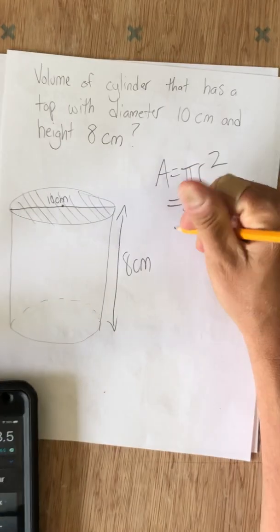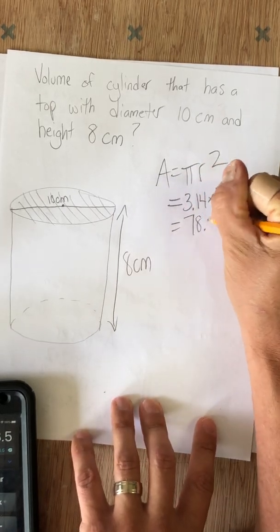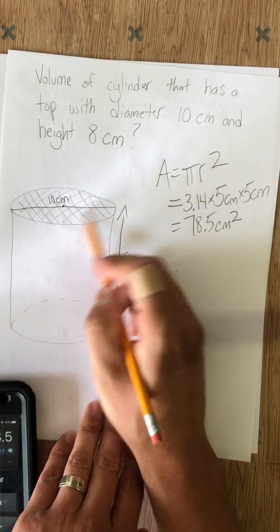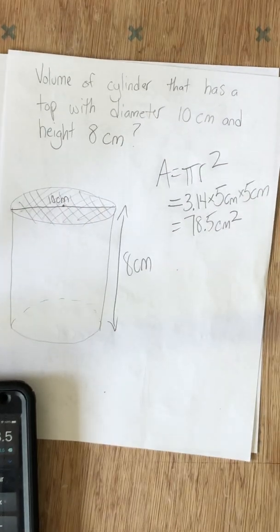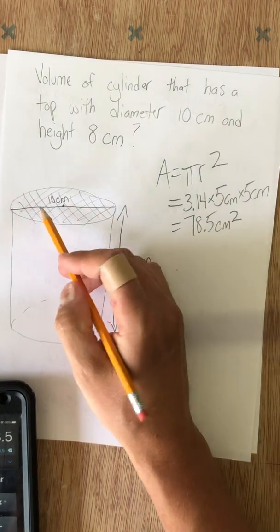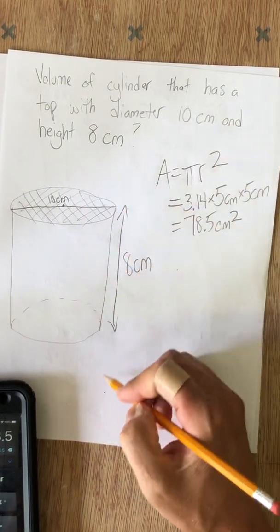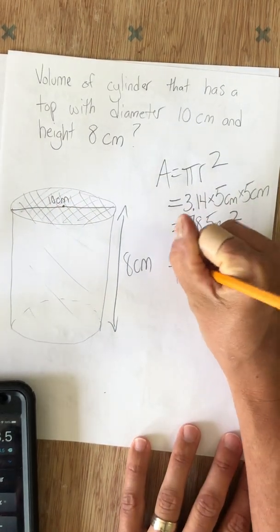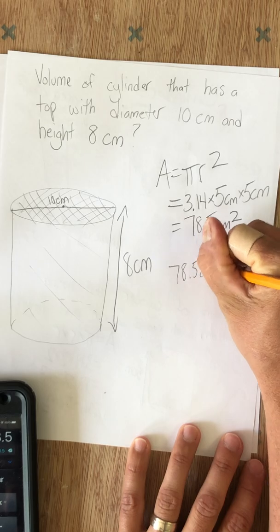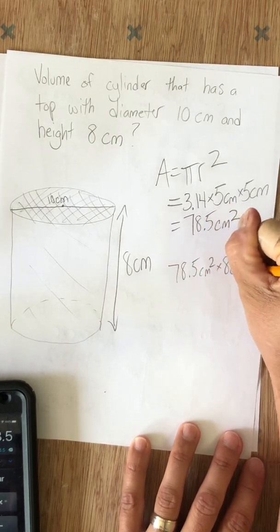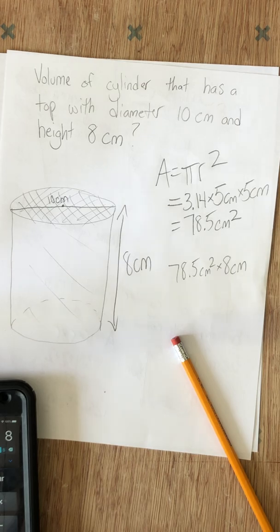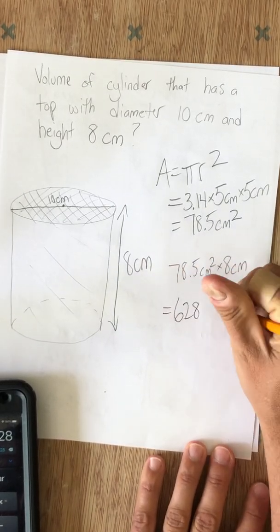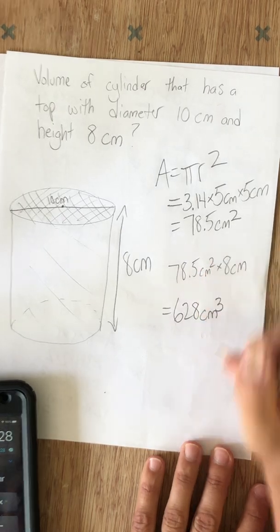Put that into my calculator and I get 78.5, and it's centimeters squared right now because that's my top. My top is 78.5 centimeters squared. Now to find the volume, I take that top and multiply it by my height. So I do 78.5 centimeters squared times 8 centimeters, and I get 628 centimeters cubed because we're talking about a volume.